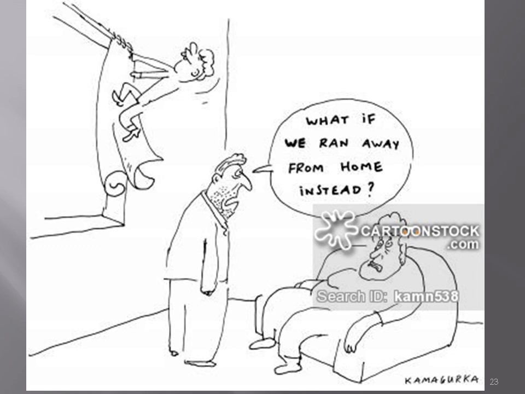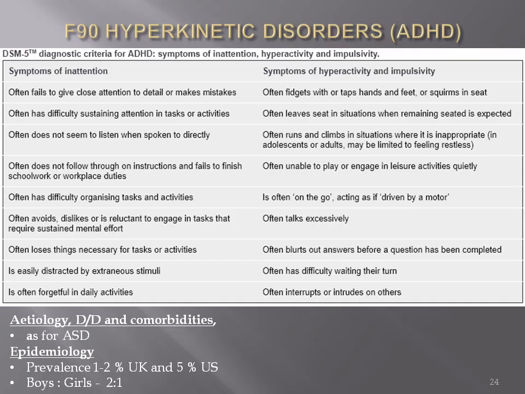And this is a cartoon. So you can see the child is climbing, and that is one thing which the parents find very, very difficult to handle. Now, what are the symptoms? Because they say that at least 6 symptoms should be there. So, what are the symptoms?